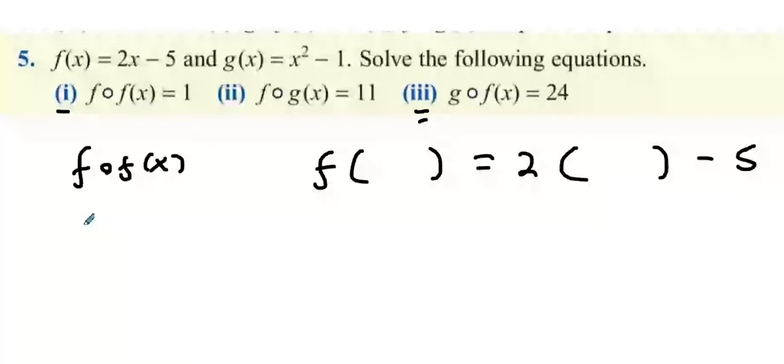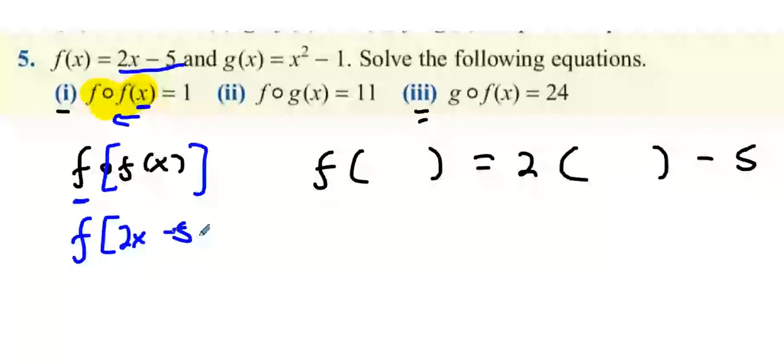Now, this represents the f part. The input, however, is going to be f of x. It's sort of weird, you're reading it left to right, so you're going sort of left, which is unusual. You have to do the part that's nearest to the brackets first. So we have to do what f of x is first, and we know f of x is 2x minus 5. So we're basically changing this to f of 2x minus 5.